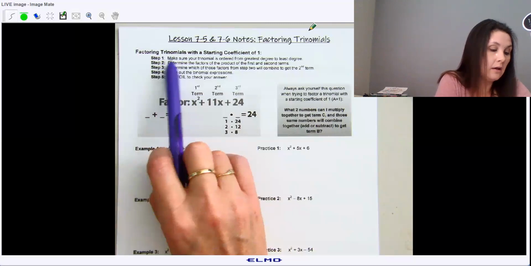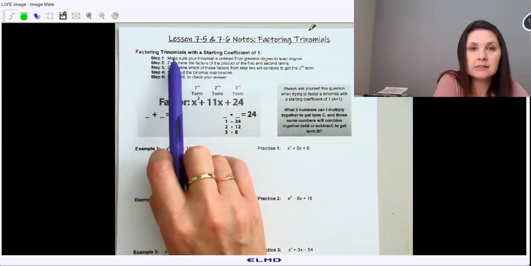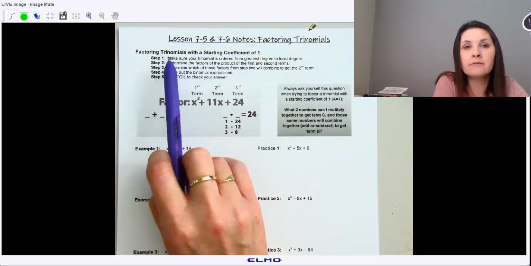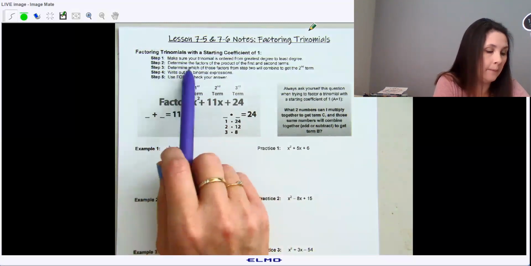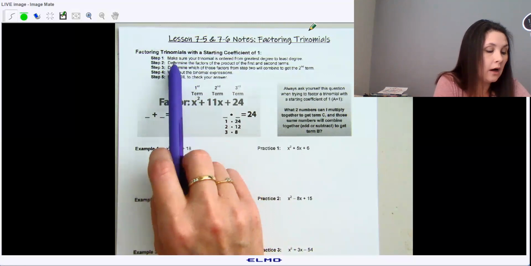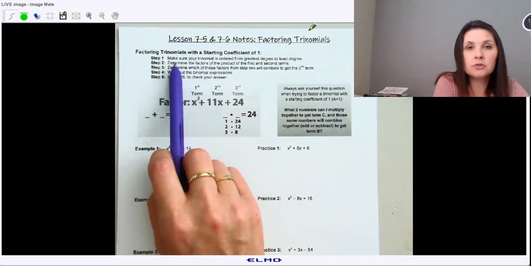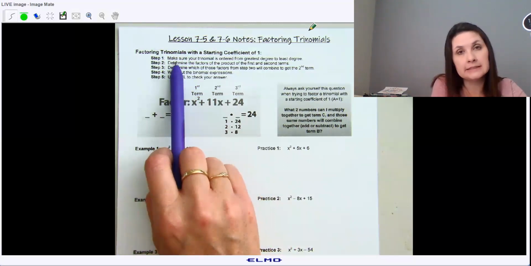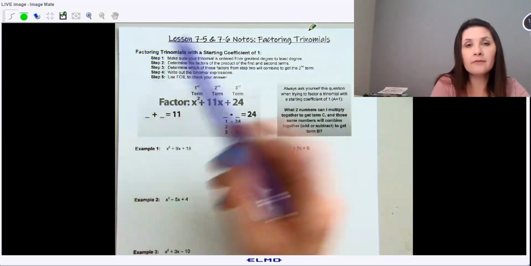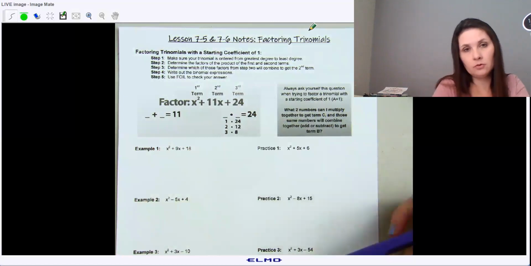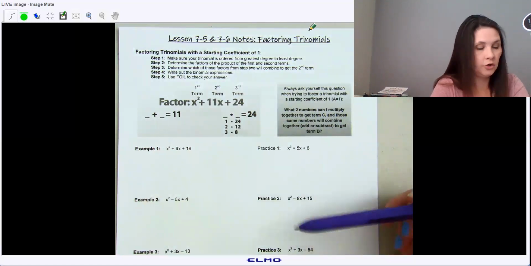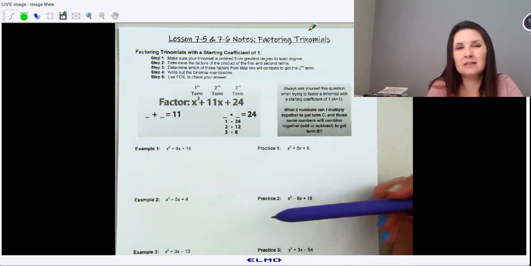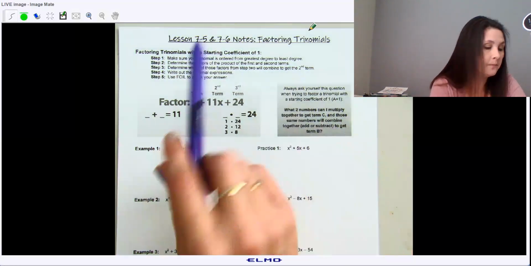The first page is all about factoring trinomials that have a first coefficient of 1, okay? The first thing that you always want to do is make sure that your trinomial is ordered from greatest degree to least degree. Now, I've already ordered them for you, so you're not going to have to worry about that step, but traditionally that's what you have to do.